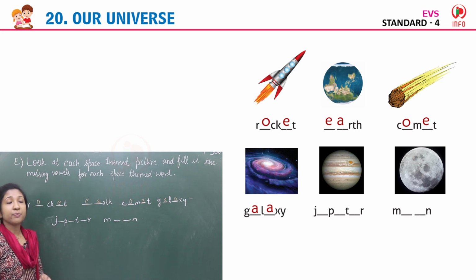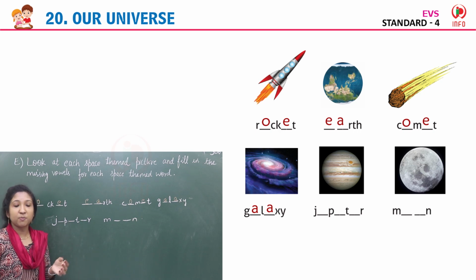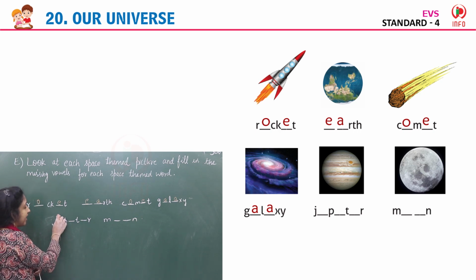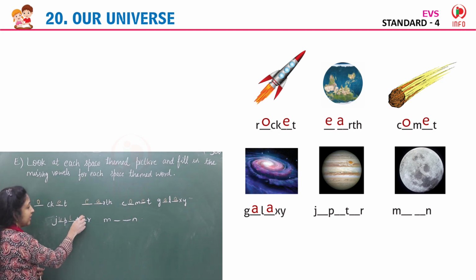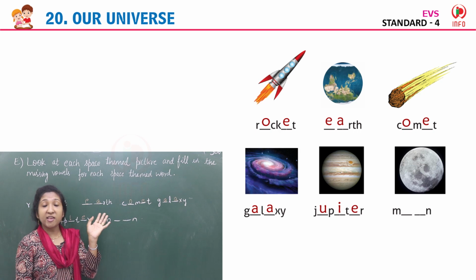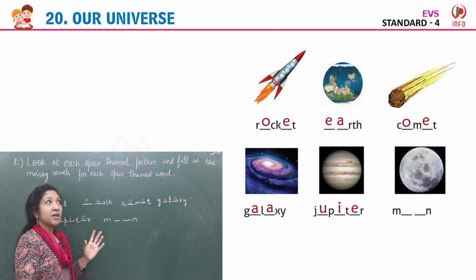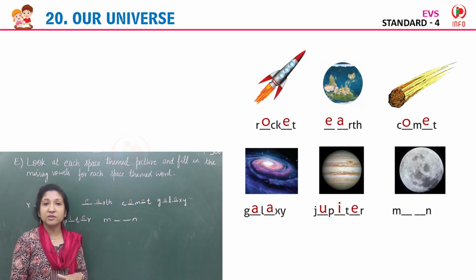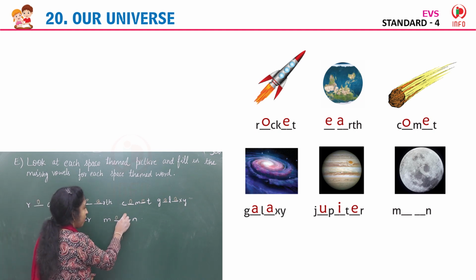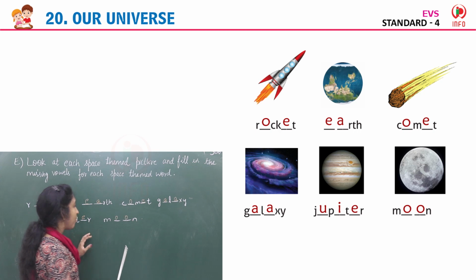Coming to the next picture, it is the largest planet. It is Jupiter. The missing vowels are J-U-P-I-T-E-R, Jupiter. U, I, E, they are all vowels. Then the last image, the Earth's natural satellite, we say it's the moon. M-O-O-N, moon. O is a vowel.